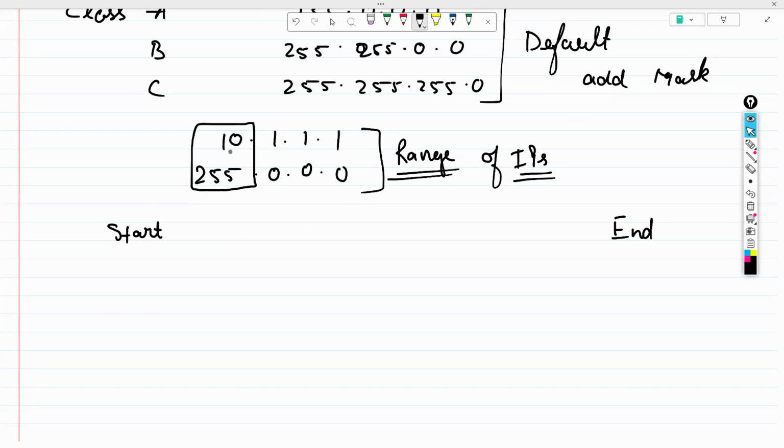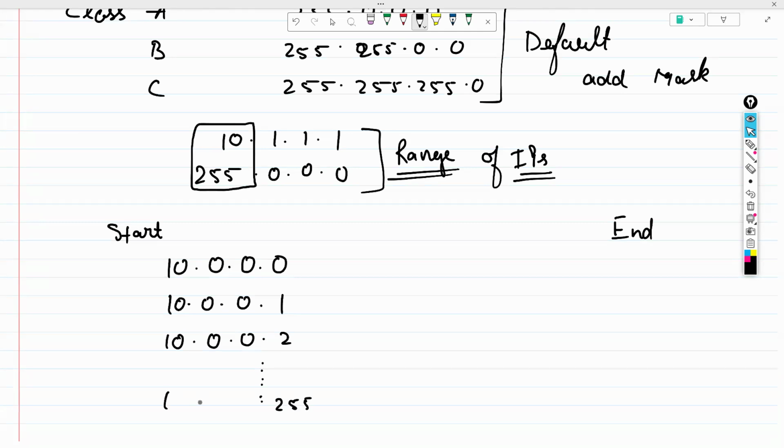So here, this IP address 10.1.1.1 will start from 10.0.0.0. Then the next IP address would be 10.0.0.1. The next 10.0.0.2. Like this, it will go up till 10.0.0.255. As I said, it's an 8-bit octet.